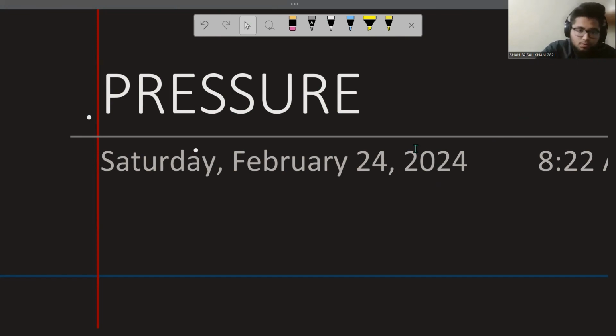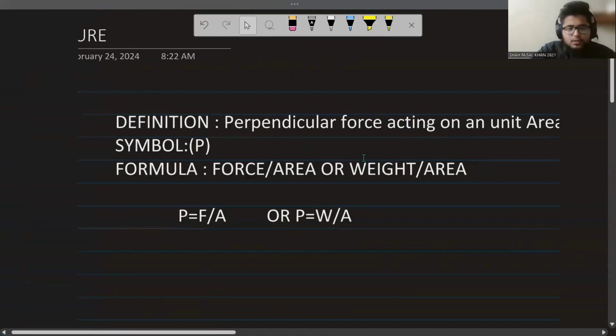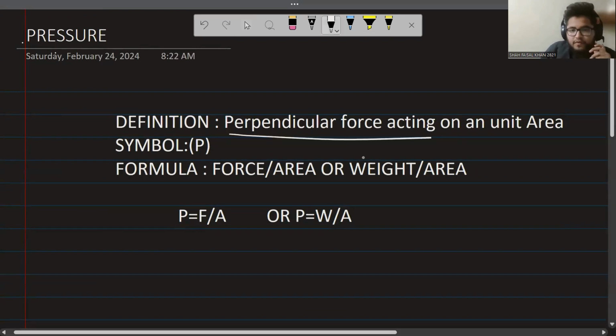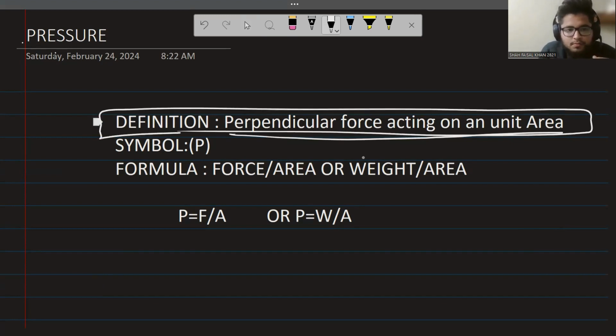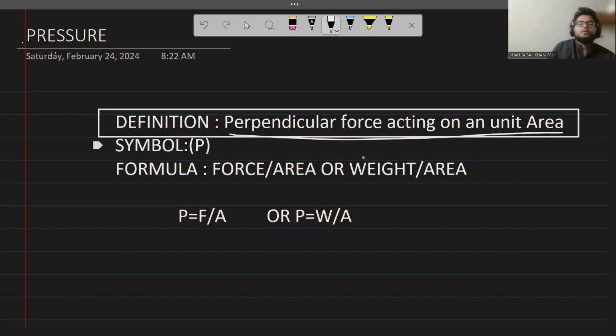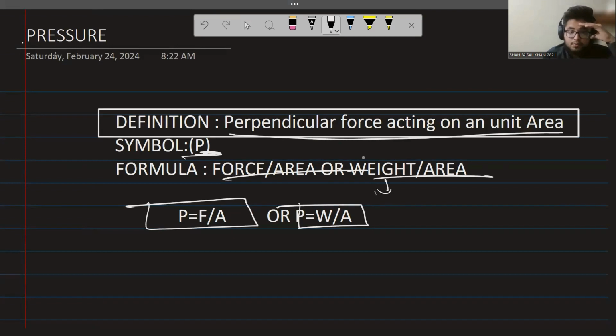So let's start. The definition of pressure is basically the perpendicular force acting on a unit area. This is the definition of pressure. Its symbol is P, and its formula is force upon area or weight upon area. Basically, that means F upon A or W upon A, where weight is W and area is A.